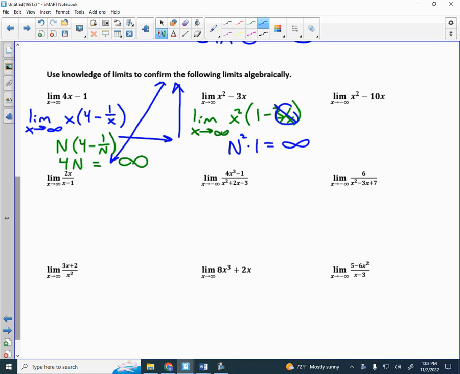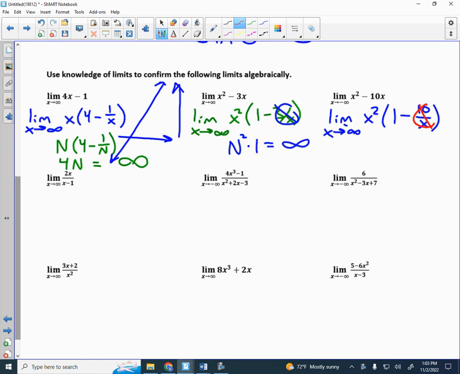So it's going to go towards infinity. What's different about the next one? Negative. It's negative. So I'm going to factor out what? I factor out an x squared and you're left with? 1 minus x. Good. What's going to happen to the 10 over x? It's going to head towards 0.